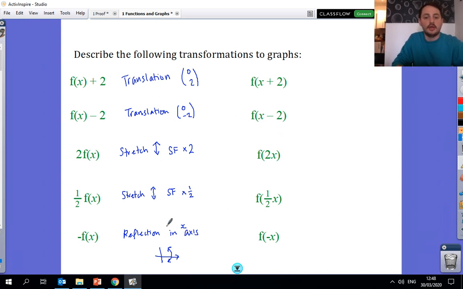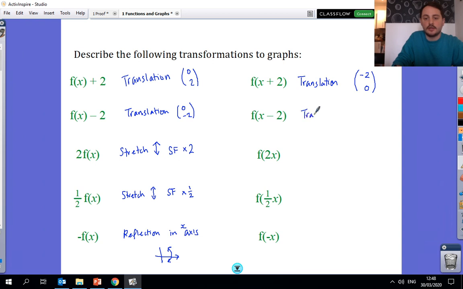So these ones here are all things doing up and down. This one kind of flips up and down, this one stretches, and this one moves up and down. These ones are all stuff that go left and right, things in the x direction, which kind of does a little bit of what you might not expect. So this one is going to be a translation, but because it's x plus 2, it doesn't actually move 2 to the right, it actually does the opposite. It moves 2 to the left for this one.